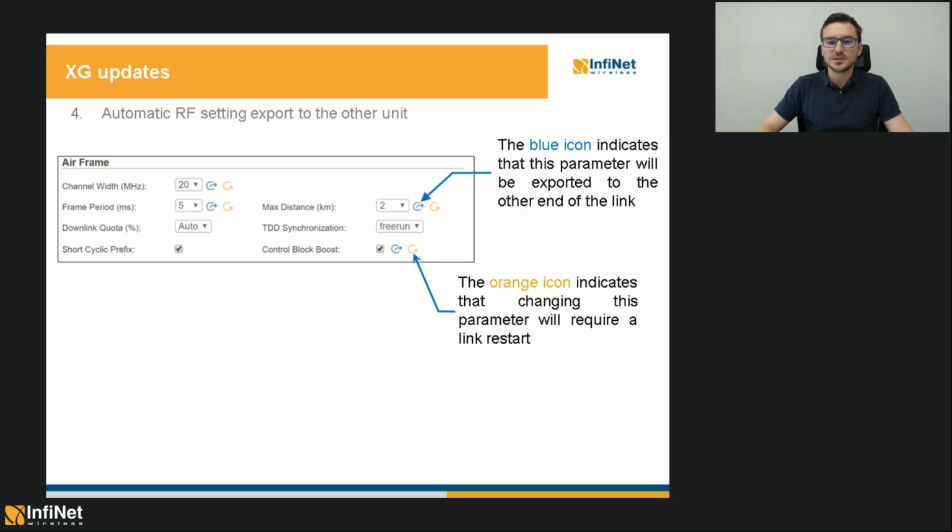As you can see in the picture, when you change these radio parameters, some visual indicators will appear. The blue icon indicates that the respective parameter will be exported to the other unit, to the other end of the link, while the orange icon indicates that changing that parameter will require a link restart.